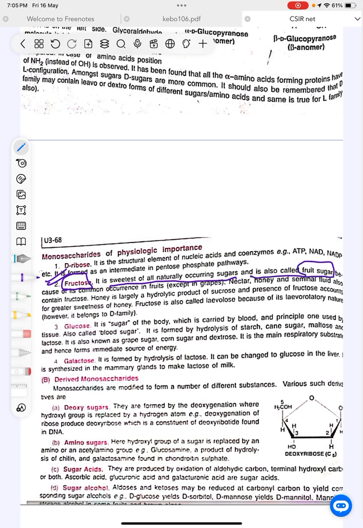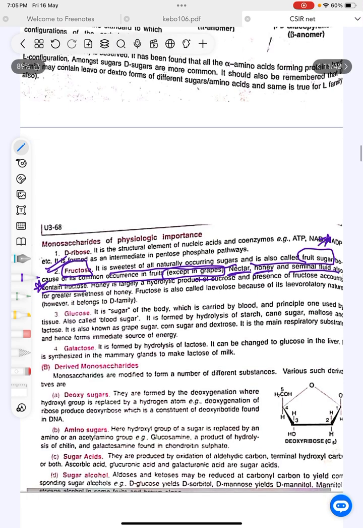What do we call fructose? Fruit sugar, because of its common occurrence in fruits, except in grapes. So it does not occur in grapes but occurs in different fruits. It occurs in the nectar of flowers and in honey. Seminal fluid also contains fructose. It is responsible for the greater sweetness of honey.